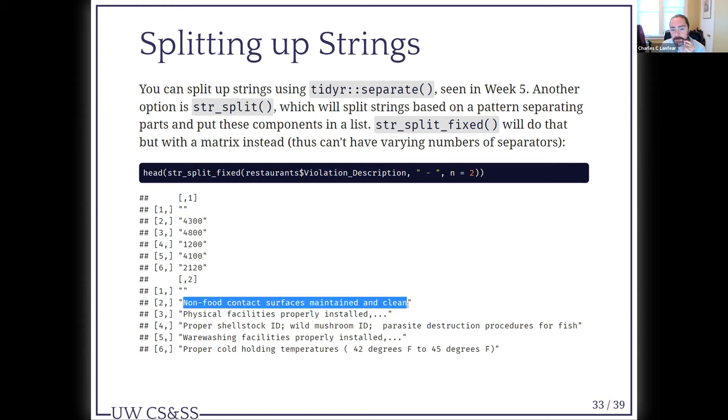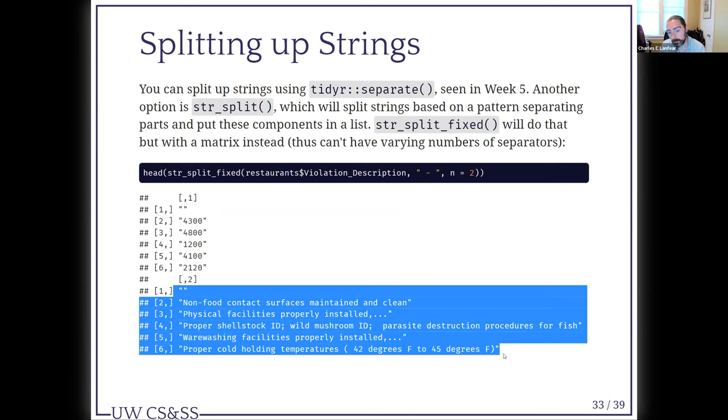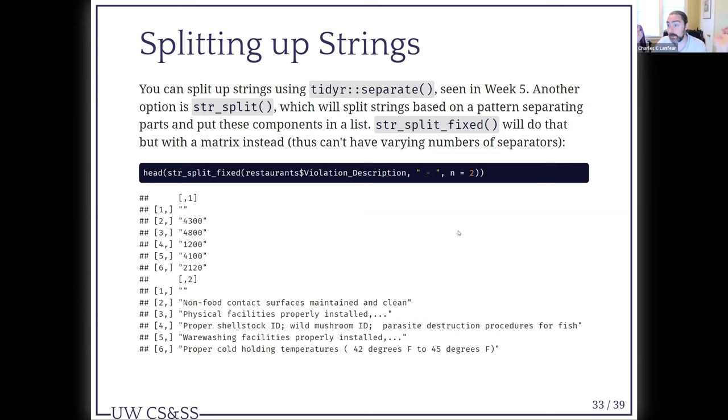4300-non-food contact surfaces maintained and cleaned. If I only wanted the number, or I only wanted this, or I wanted them in their own columns, I could say string split, in this case fixed, split the violation descriptions by space dash space. The thing on the left side of the space dash space would go in one column. The thing on the right side would go in another column. String split is a way to divide things up, one string into multiple strings. I don't use it too often, like in dplyr, but it's something I often use inside of other functions that I write for prepping string data.